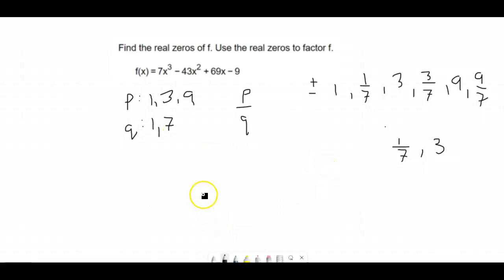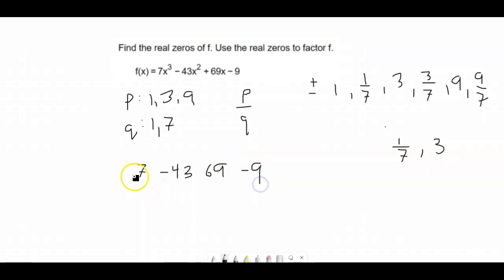So the first thing I'm going to do is synthetic division here. So I'm going to write down all the coefficients of each of the terms here from the original equation. That's 7, negative 43, 69, and negative 9. Now, if I was missing an exponent, for example, if it jumped from x cubed to a single x, I would need to put in a 0 placeholder for the x squared term. But in this case, I have all of them. So that's going to be 7, negative 43, 69, and negative 9.